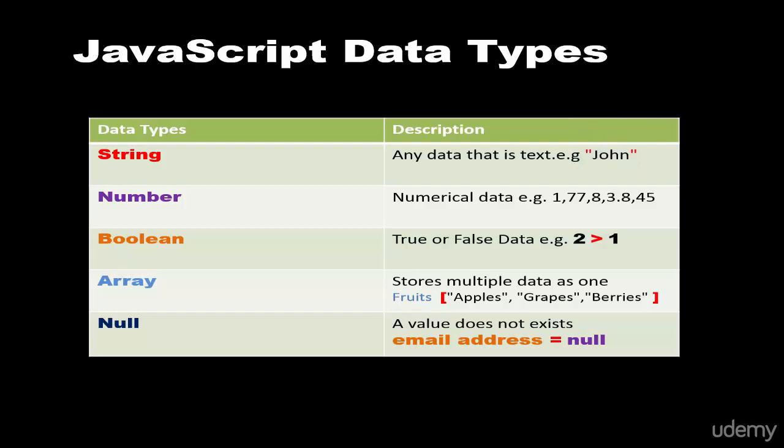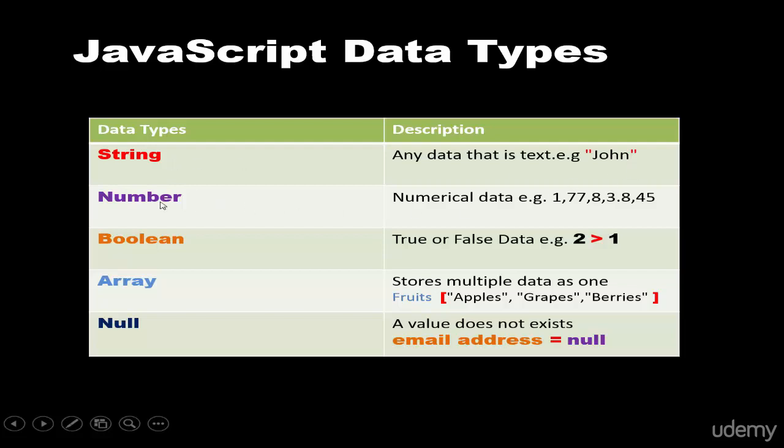In JavaScript, you can use either double quotes or single quotes, but you can't mix them. You can't, for example, start with a double quote and then end it with a single quote. It just won't work. You have to maintain the type of quotes you use. All right, so that's what strings do.